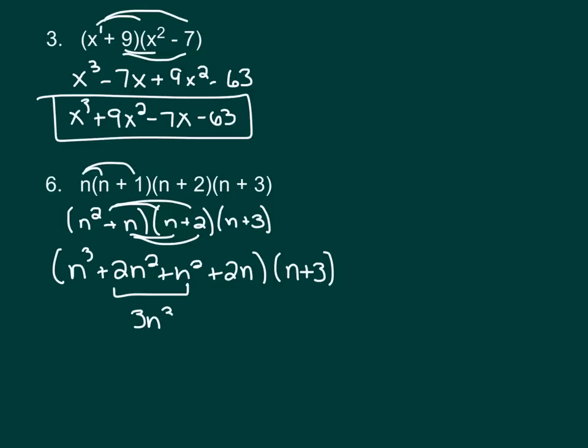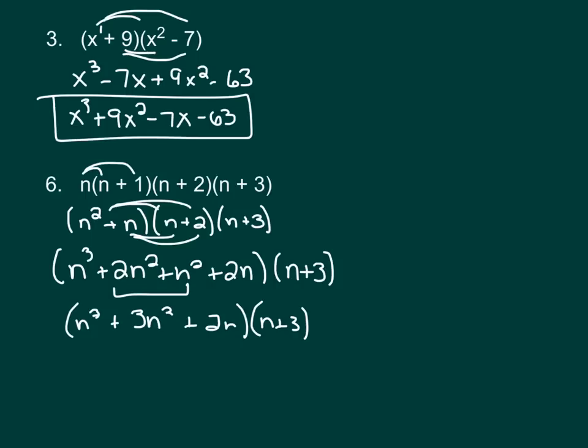And I'm just going to bring down everything else in that parenthesis. So we have n cubed, and then plus 3n squared, and let's bring down the plus 2n, and let's bring down that next parenthesis of n plus 3. Okay, and to finish, all we have to do is multiply together this first parenthesis, which is a trinomial, by the second parenthesis, which is a binomial.